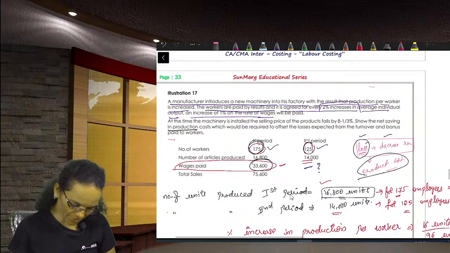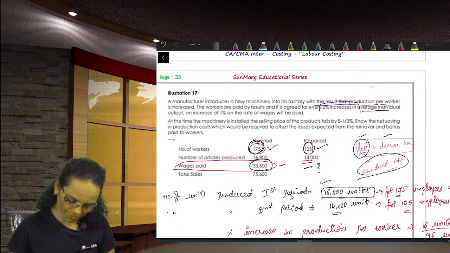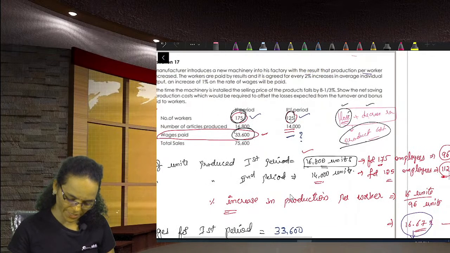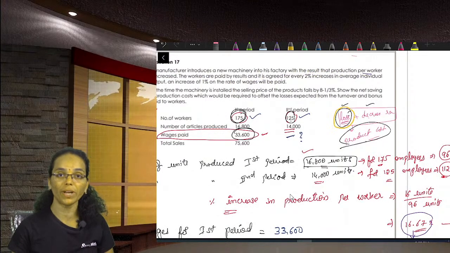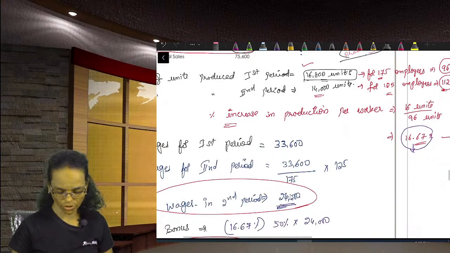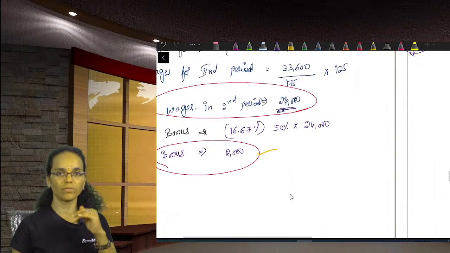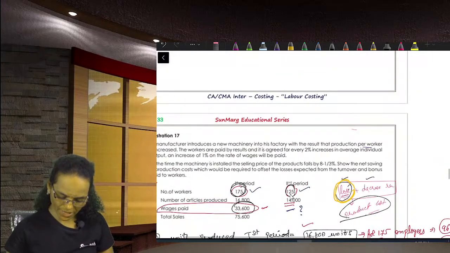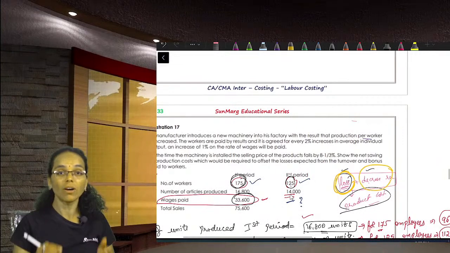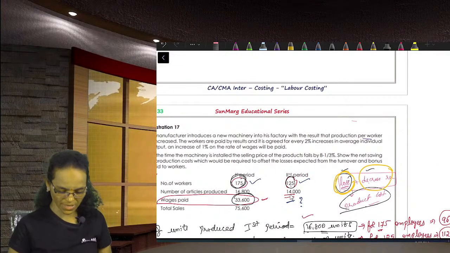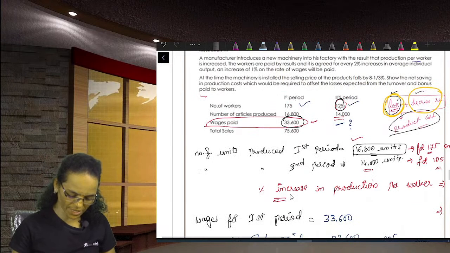Okay, see, here we need to calculate two elements, right? One is the bonus we paid to employees. That is 2,000 rupees, we have calculated. Now, the first bit is done. Second bit, we need to calculate the loss because of decrease in the selling price. There is a decrease in the selling price, right?